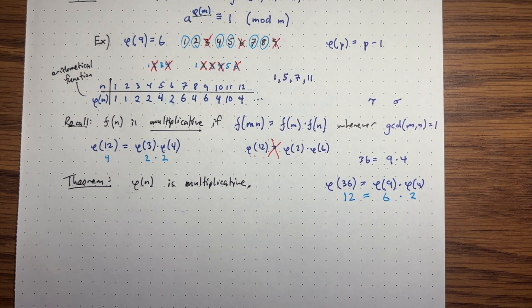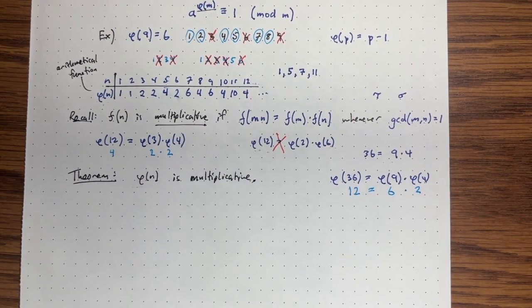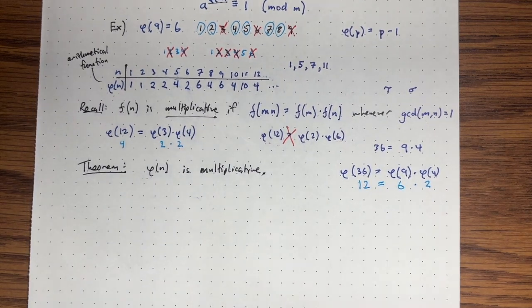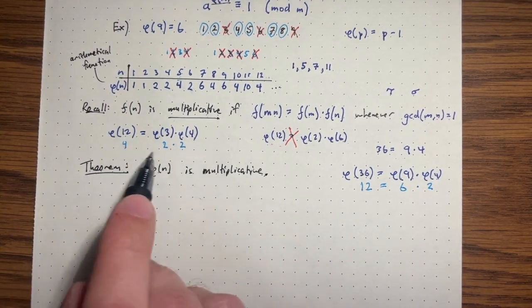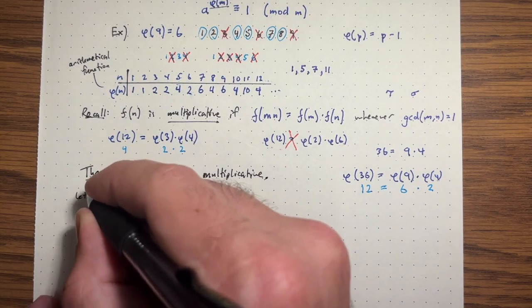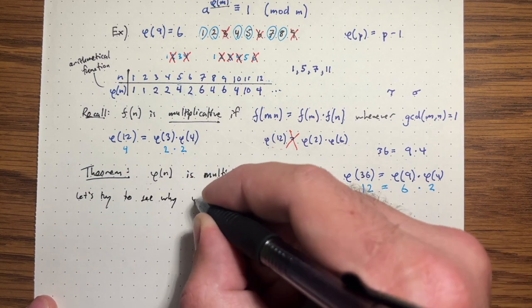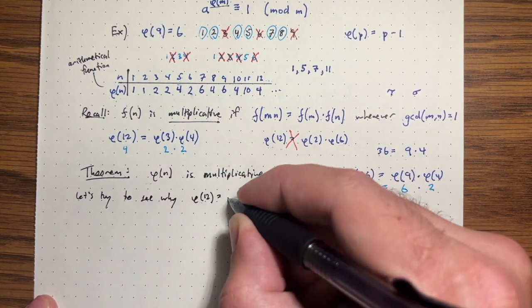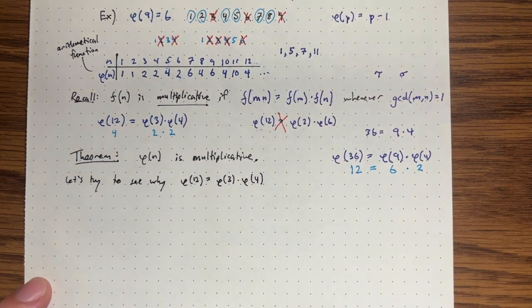Why is that true, though? So, before we try to prove this in the general case, let's look at an example and see how we might be able to prove this. So maybe this example here, actually. So phi of 12, let's try to show, let's try to see why phi of 12 has to be phi of 3 times phi of 4.